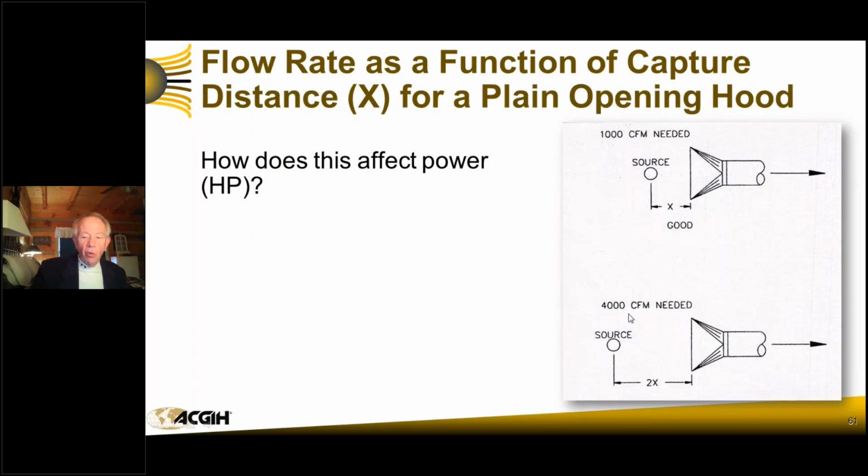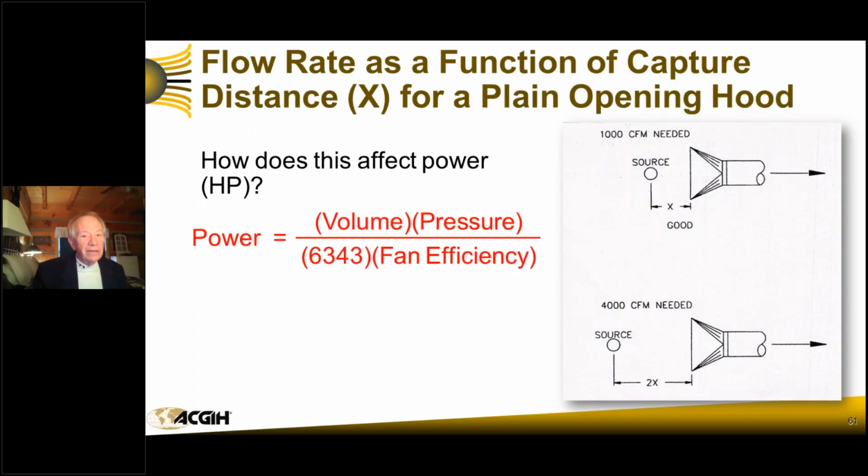How does this affect the horsepower? What do you think? What's the difference between capturing 1,000 CFM versus 4,000? Well, it's 4 times the amount of horsepower. Here's a formula that you might want to mark: power is a function of volume times pressure. This is a number that is given to us by the Department of Energy. The fan efficiency is the fan efficiency. You can't change that for the application.